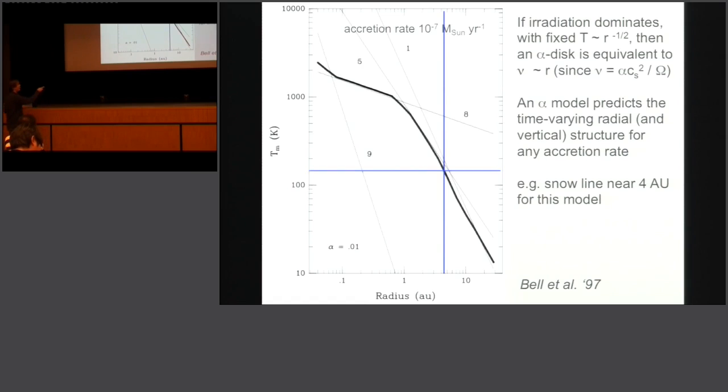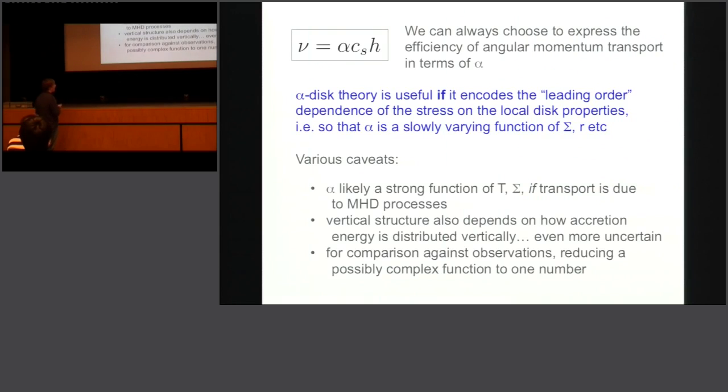Okay? So this is a model with about 10 to the minus 7 solar masses per year of accretion onto the star. So that would suggest that if we want the snow line to be at about 3 AU in the solar system, we would be thinking about accretion rates that would be a little bit less than 10 to the minus 7 solar masses per year. Okay, so you can make those models, and there are many such models in the literature.